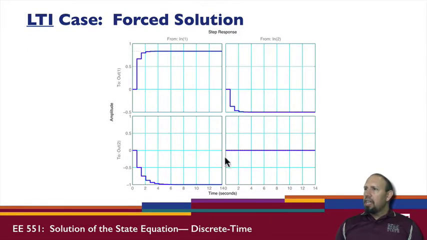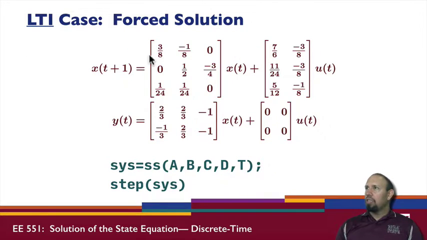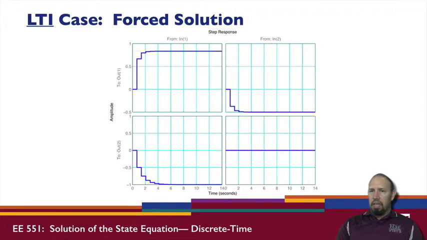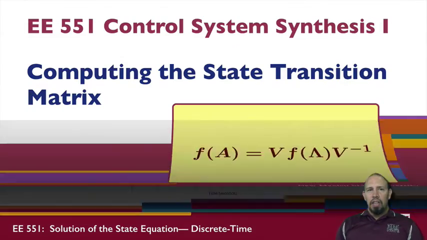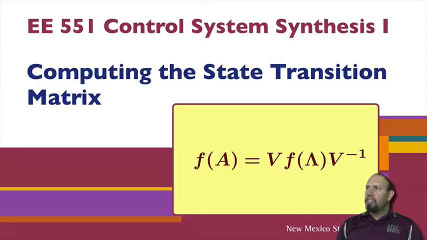So notice that this value just remains 0. That is, from input 2 to output 2, we get 0. So input 2 does not affect output 2 at all, which just means it's not connected. Even though it wasn't obvious that that was the case by looking at the matrices, it actually ends up being the case. So that is the time response. Now what about computing the state transition matrix?